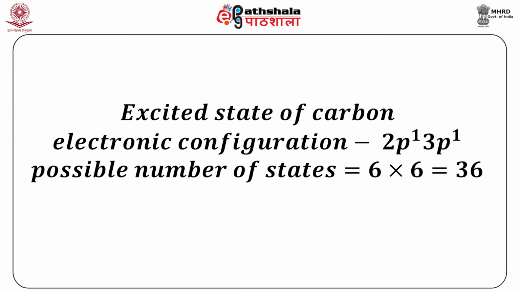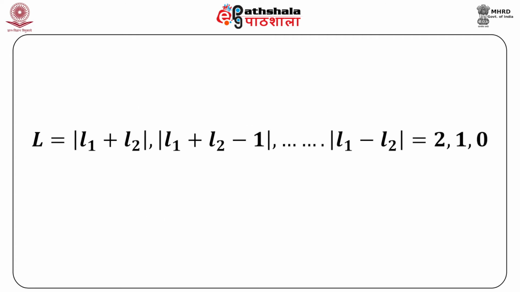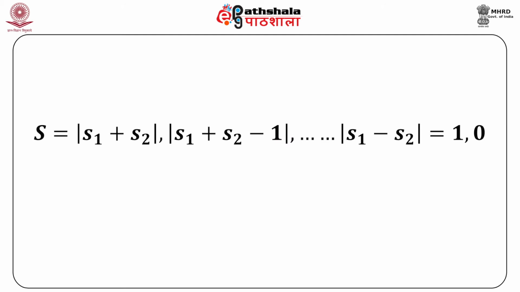If you look at 2p1 3p1, the possible number of states is 6 into 6, because there are 6 ways that you can arrange a p electron in 3 orbitals and 2 spin states, that is 6 possible ways, and similarly the 3p electron also 6. So, the total number of ways that you can fill it up is equal to 36, and L1 is equal to L2 is equal to 1, S1 is equal to S2 is equal to half. So, the capital L values are 2, 1, 0, and capital S values are S1 plus S2 up to S1 minus S2. There are 2 possible values, 1 and 0.